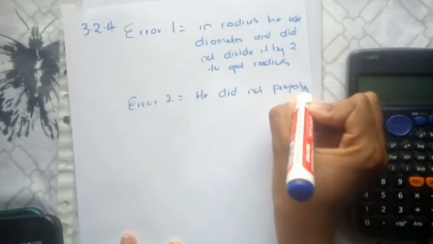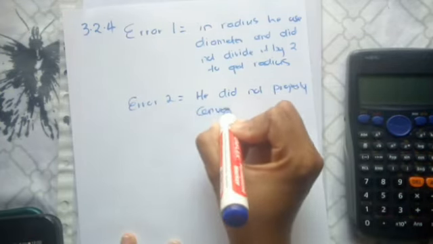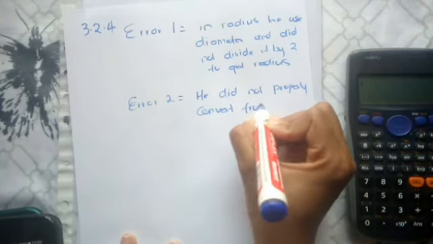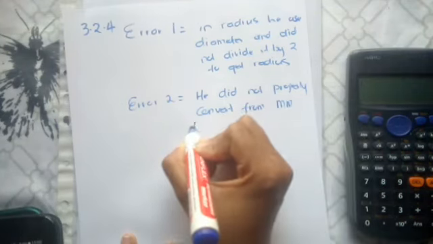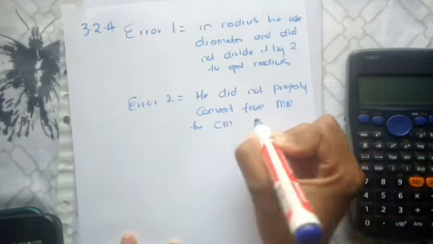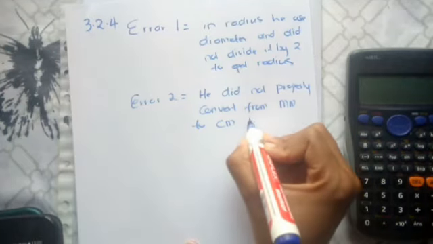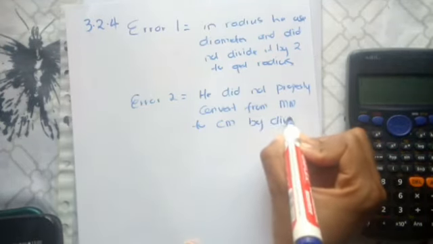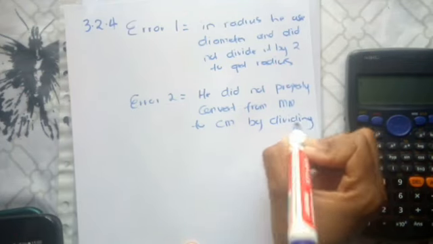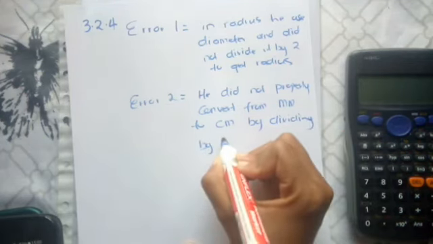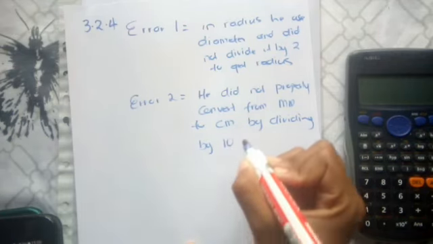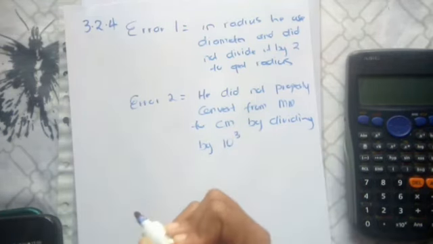He did not properly convert from millimeters to centimeters. So those are your 2 errors. You can even go further and explain how he should have converted from millimeters to centimeters. You can say by dividing by 10 cube, because it's volume.